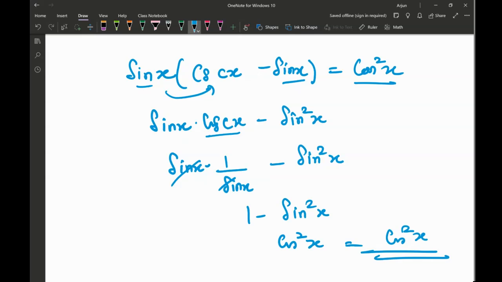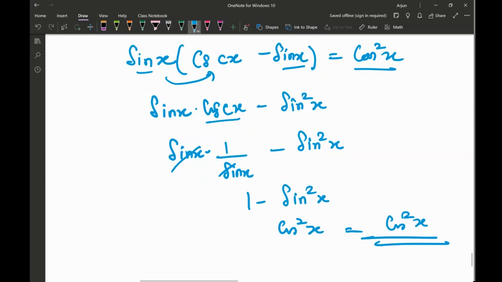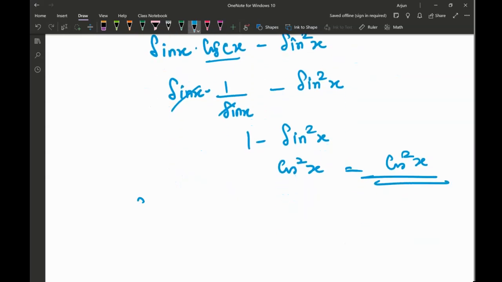So I will stop here. In the next class, I will talk about some of the other formulas which I talked about in the beginning, like sine alpha plus beta and cos alpha plus beta. I'll try and solve some of the questions on that, and maybe some double angles also.